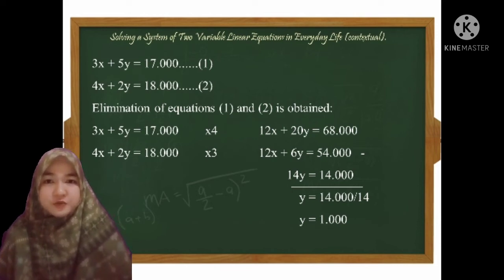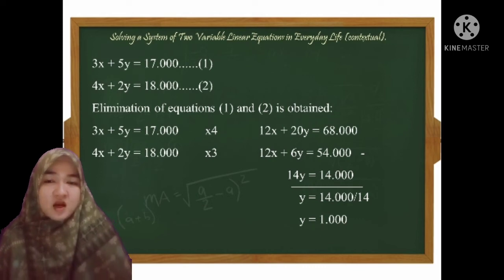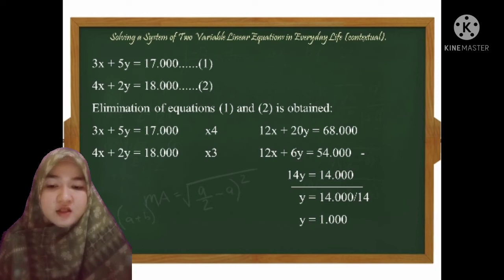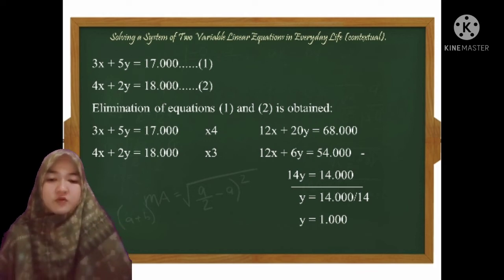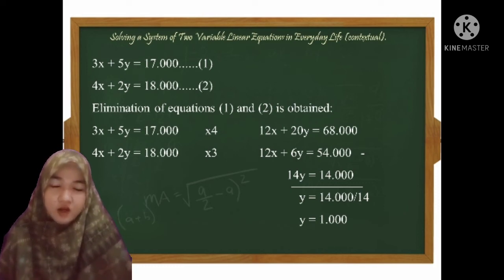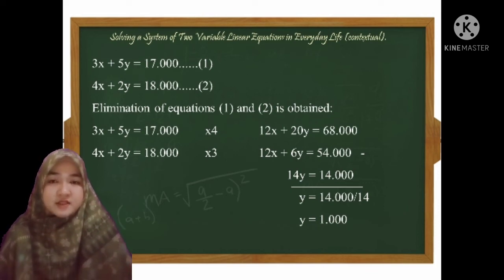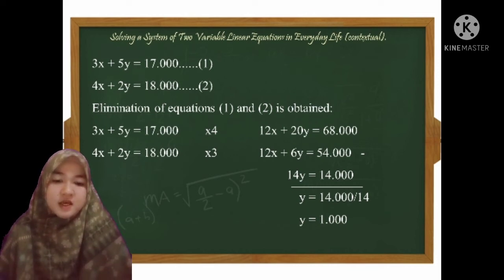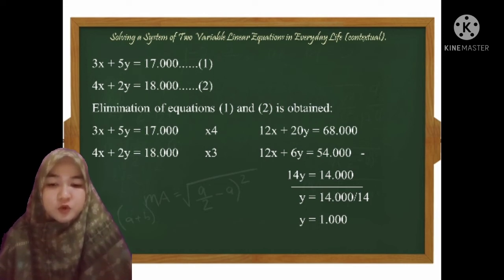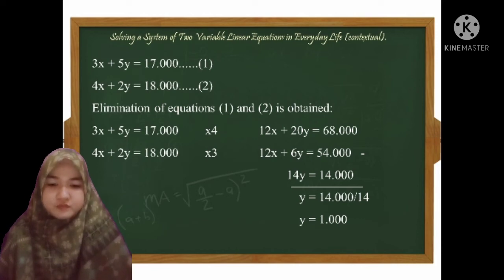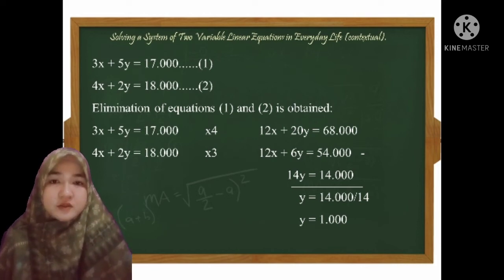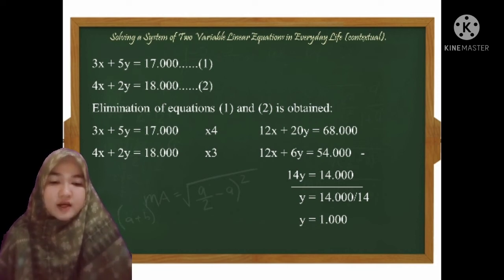Answer: 3x plus 5y equals 17,000 is equation 1, and 4x plus 2y equals 18,000 is equation 2. Eliminating equations 1 and 2: 3x plus 5y equals 17,000 multiplied by 4 becomes 12x plus 20y equals 68,000, and 4x plus 2y equals 18,000 multiplied by 3 becomes 12x plus 6y equals 54,000.